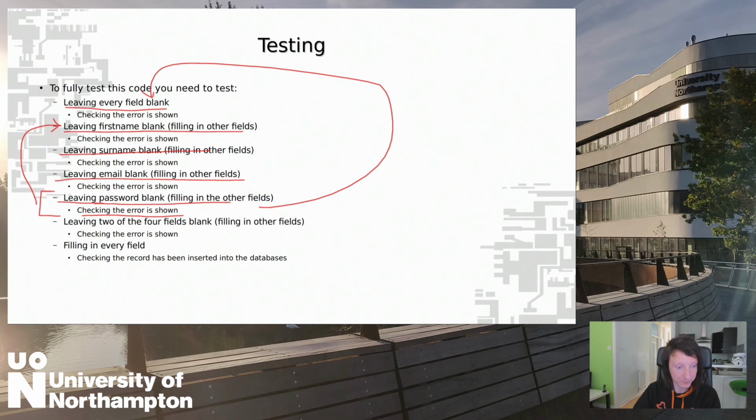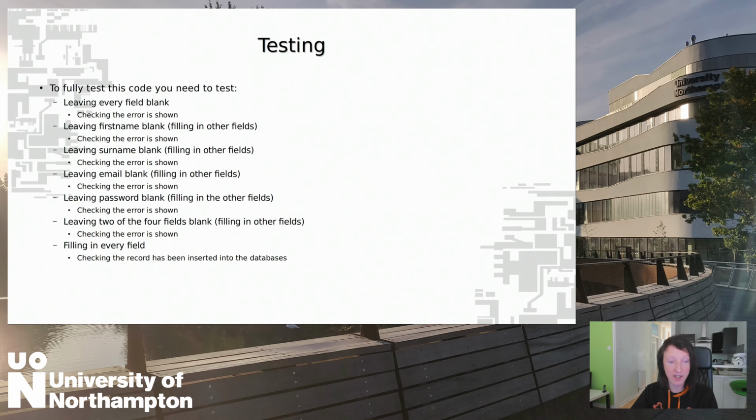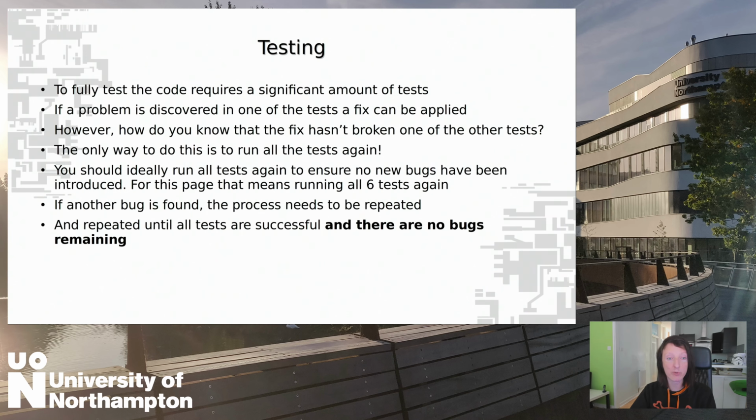Similarly, if you then get onto this test here and find a bug and fix it, you'd once again have to go back to the start and check that when you made your change, it didn't break one of the other tests. So that's a thorough testing strategy, but it would require a significant amount of time. You would have to go through and repeat all the tests over and over again.